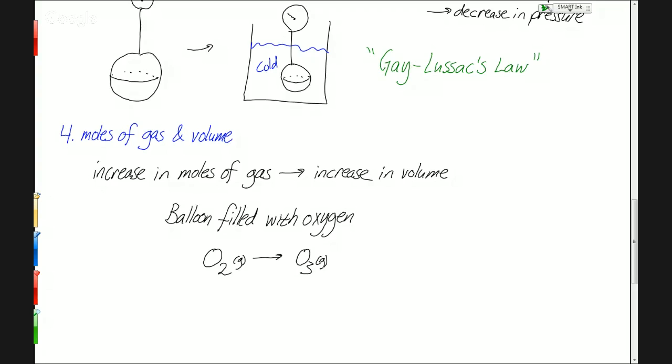What happens to the balloon? Well, is this equation balanced? It's not, so let's balance it. We're going to need 3 of these and 2 of these. So you'd think if you put a certain amount of oxygen in the balloon, you seal it off, and all you do is turn the oxygen in that balloon into ozone, nothing really happens. But this law tells us something is going to happen. What changes in the moles of gas in this reaction?